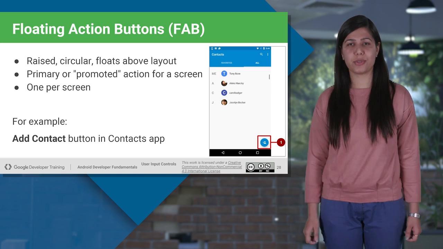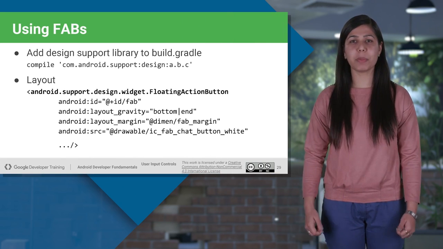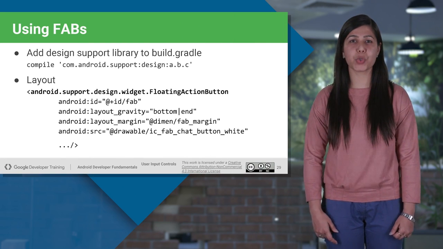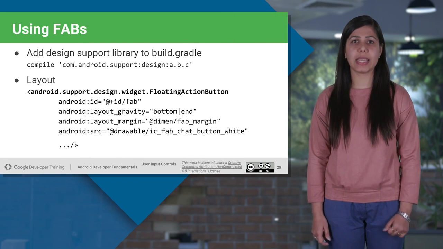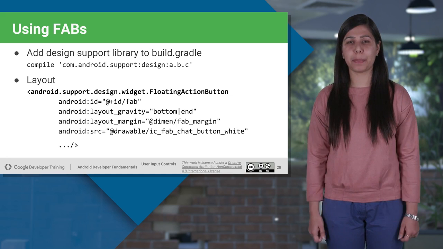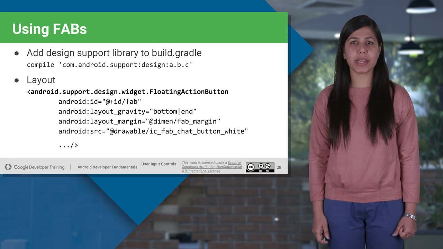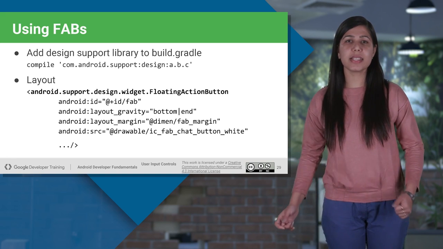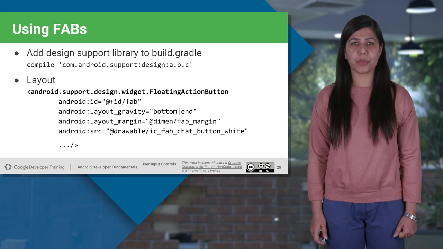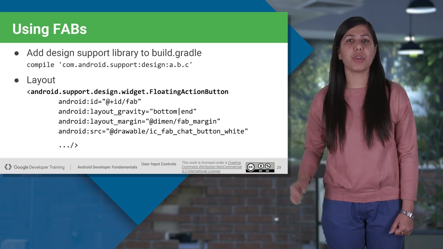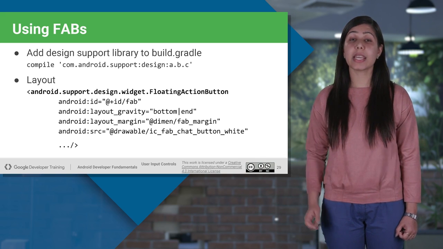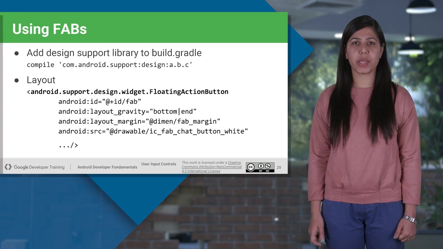In order to implement FABs, we first need to define the support library dependency in build.gradle for your app. Then we can place a FAB using this Android design widget. Here in this code, the layout gravity attribute is used to define the position of the button in the layout, and an image source is also provided to it.